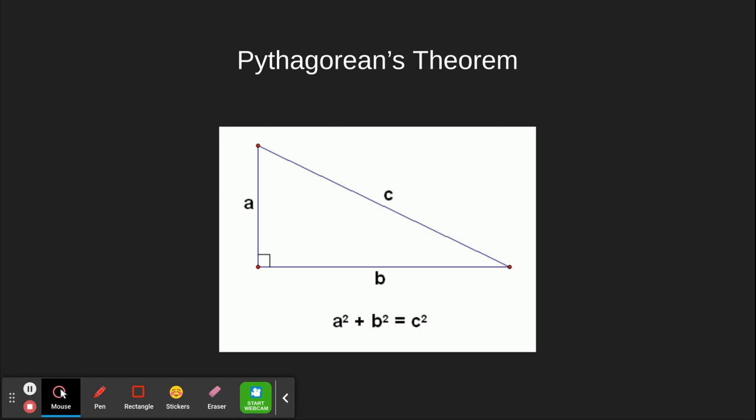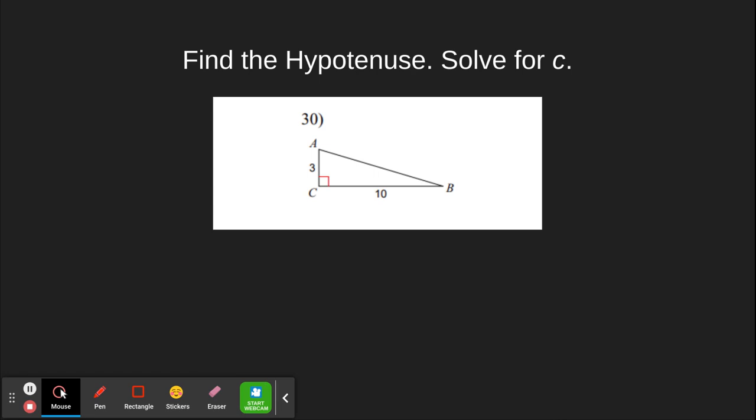We're going to start with a review on right triangles, starting with Pythagorean's theorem. As you recall, the theorem states that the sum of the squares of each leg equals the square of the hypotenuse. So a squared plus b squared equals c squared. We're going to do a couple of examples, one where we find the hypotenuse and one where we find a side length.